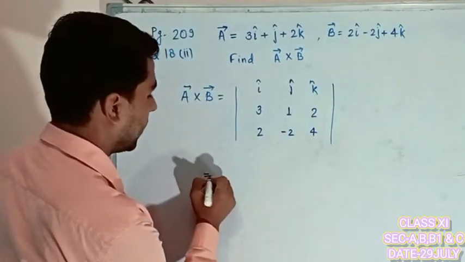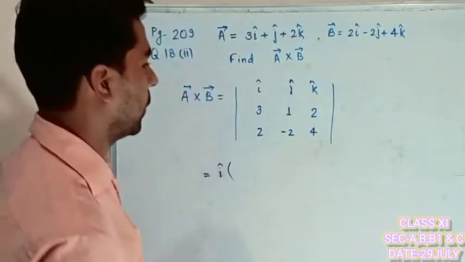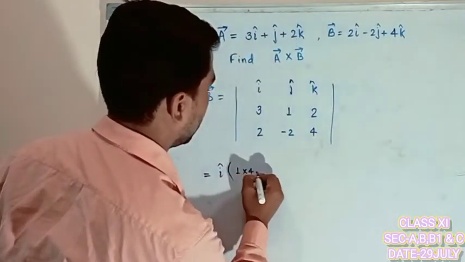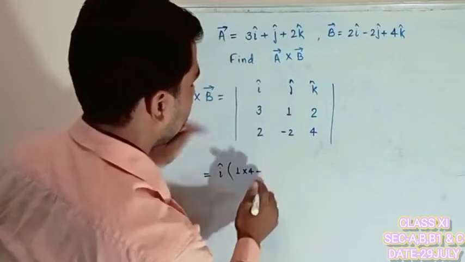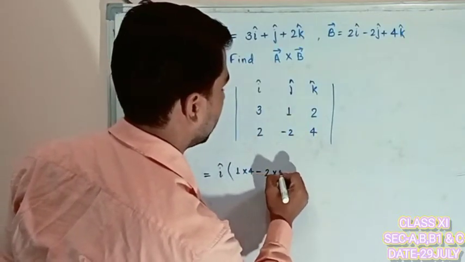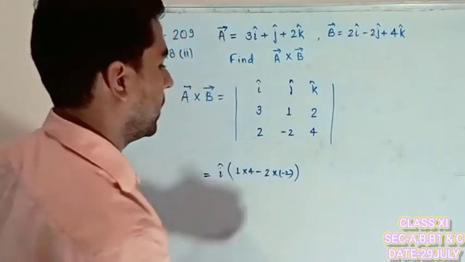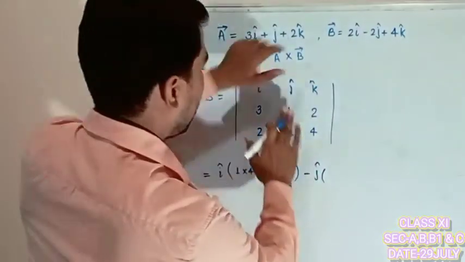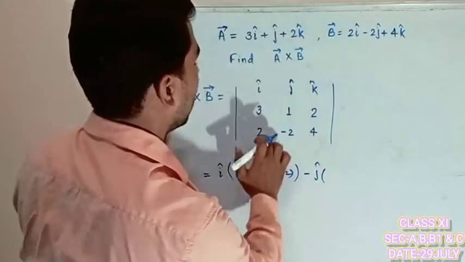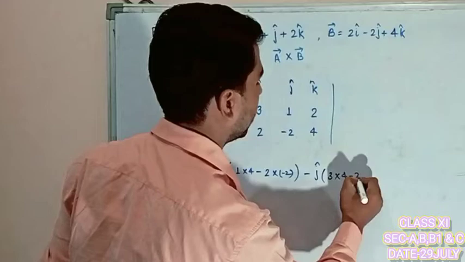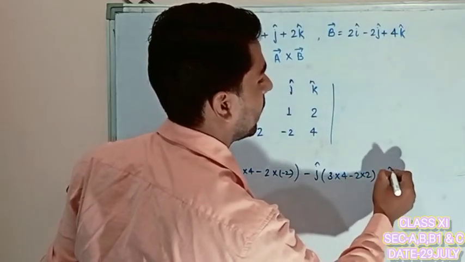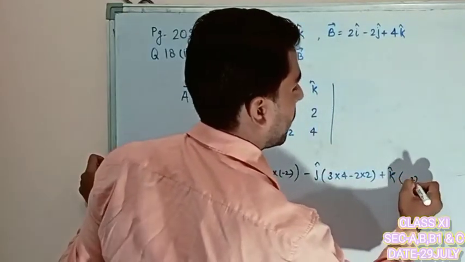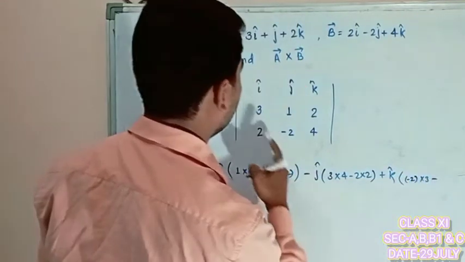Then I said write i cap bracket, with the i line hidden. So 1 cross 4 minus 2 cross minus 2. Then minus j cap. I said i will be plus, j will be minus. Then hide the j line. So 3 cross 4 minus 2 cross 2. Then plus k cap, hide the k line: minus 2 into 3 minus 2 into 1.